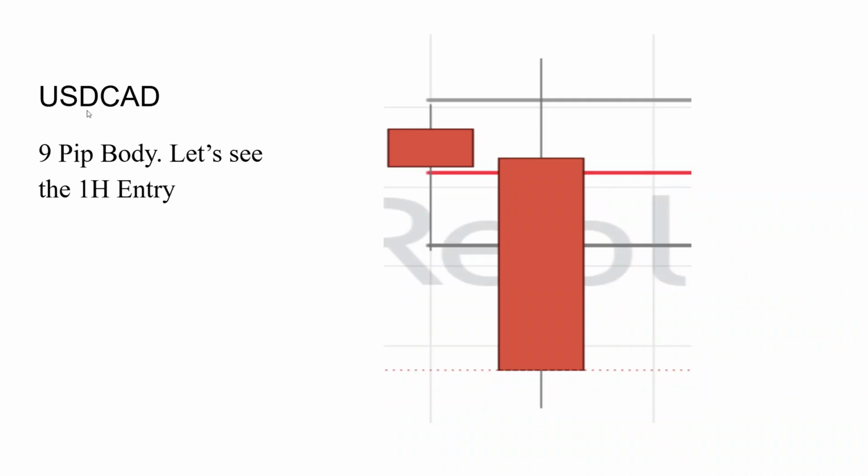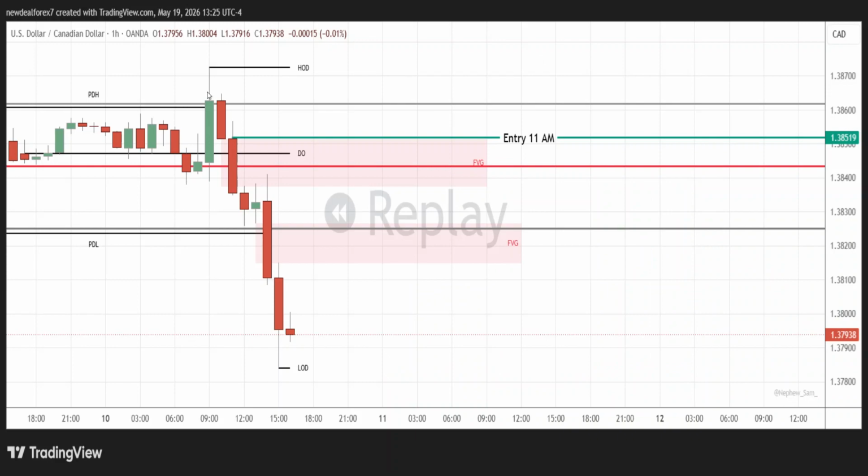So this right here was dollar CAD. This is a 9 pip body. So again, we just mark it and then we see which side of the range is going to have a false breakout first, the high or the low. So we just wait. In this case, price opened, closed above the high right here, and then closed back inside of it right here, at 11 a.m.